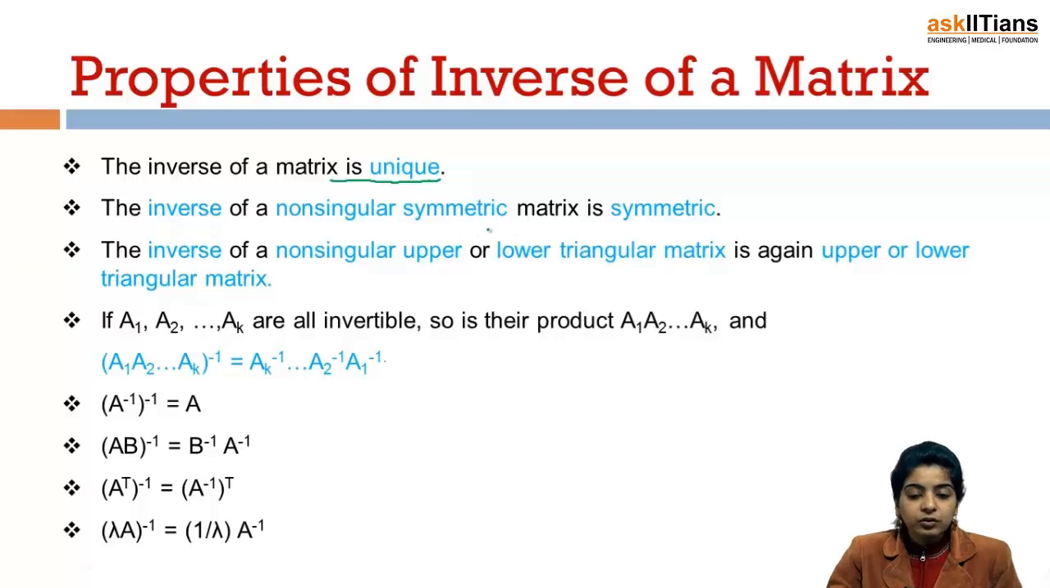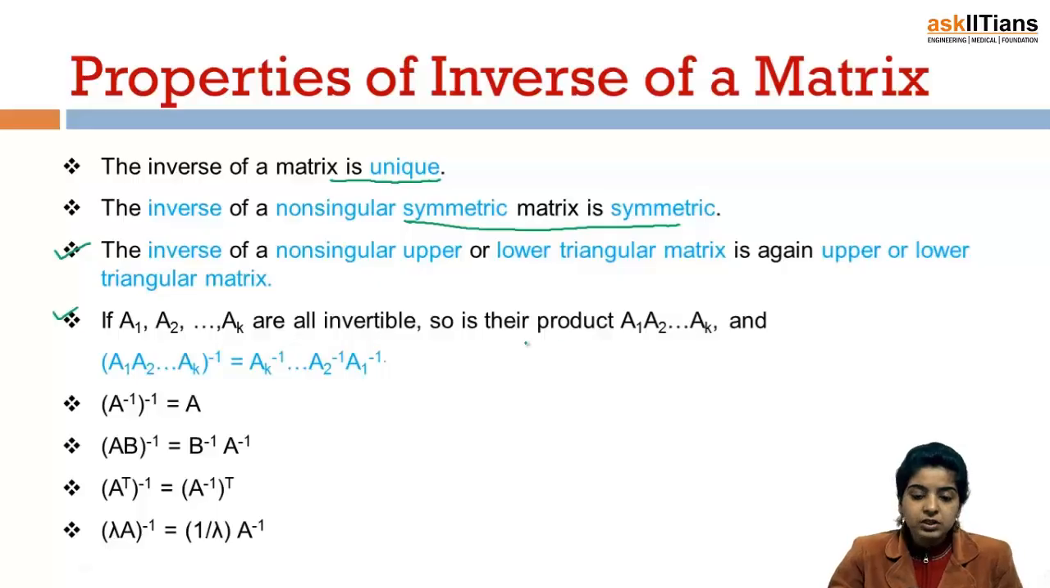The inverse of a non-singular symmetric matrix is symmetric. That means if you have a symmetric matrix, then the inverse of that particular matrix will come out to be symmetric. Then we have inverse of a non-singular upper or lower triangular matrix is again upper or lower triangular matrix. If we have an upper or lower triangular matrix and we find out the inverse of those matrices, then that will come out to be again upper or lower triangular. Now suppose A1, A2, up to AK, we have got K matrices which are all individually invertible.